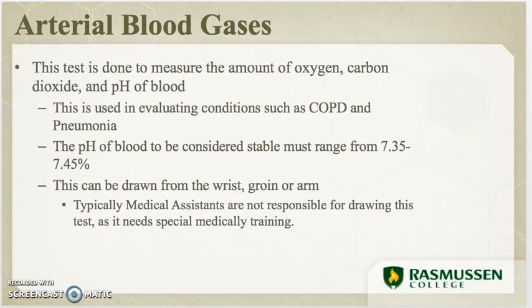Next, we have arterial blood gases, and an arterial blood gas is the measure of the amount of oxygen, carbon dioxide, and the pH level of the blood. This test typically helps to diagnose patients with COPD, or chronic obstructive pulmonary disorder, and pneumonia. When we look at this, the pH of our blood is typically somewhere between 7.35 and 7.45.